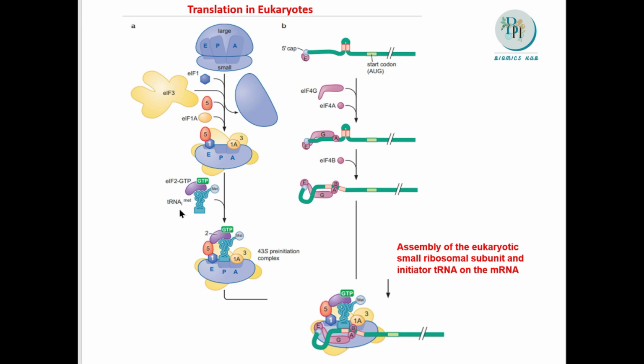This tRNA, which brings the amino acid, is methionine. It is not formylated methionine, which was the case in prokaryotes. And now it forms a 43S pre-initiation complex. The ribosome with its proteins forms a complex known as the 43S pre-initiation complex. Then the mRNA and the ribosome form a complex. Okay, this is how a complex of mRNA and the ribosome forms.